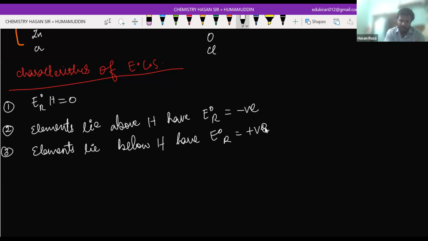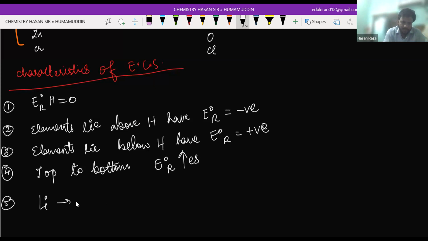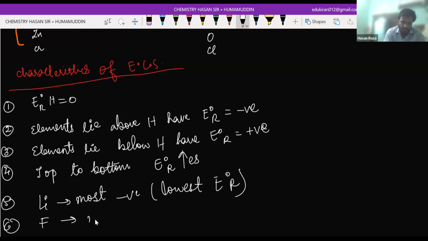I think you are getting this, because I told you the second row is just below the first row, the third row is just below the second row, and the fourth row is just below the third row. From top to bottom, from negative to positive, that means E naught R value increases. Fifth, this you already know: lithium, most negative, lowest E naught R value. You can write this. Fluorine, most positive, highest E naught R.